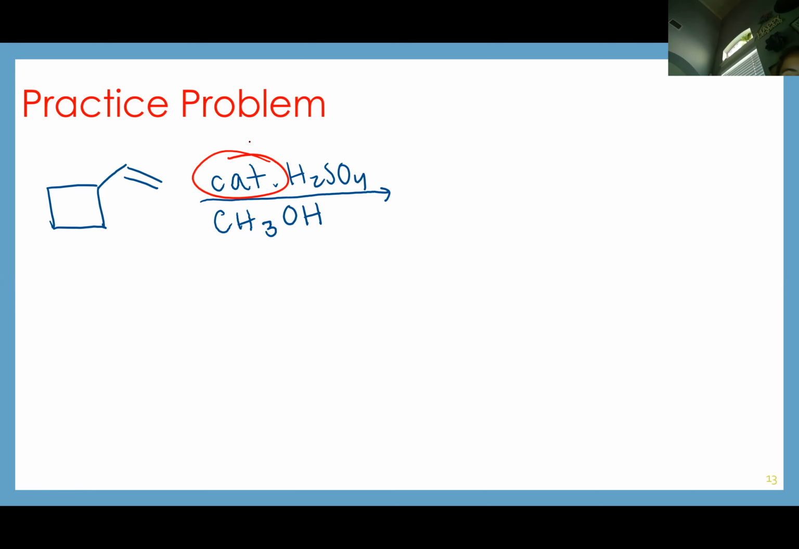This right here means that it's a catalytic amount of sulfuric acid. So this is essentially a solution of very little sulfuric acid in methanol. There is going to be a carbocation rearrangement of some sort, so keep that in mind. Those are my hints for this problem. Okay, so go to the room when you have the reaction written down.